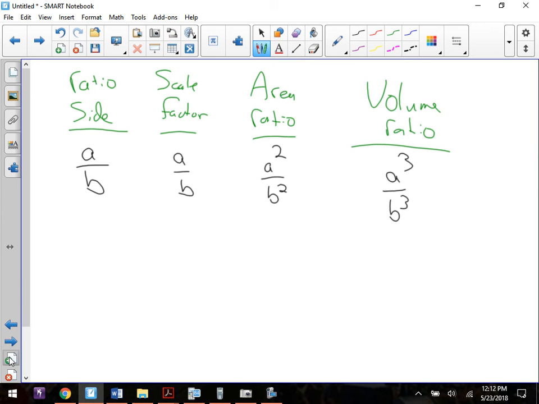Well, the first one says you have the ratio of the side lengths of two similar polygons are 5 and 8. If the area of the smaller is 125, find the area of the larger. So they're giving you the ratio of the sides of 5 to 8, which means the scale factor is 5 to 8, which means the area ratio would be 5 squared over 8 squared, which is 25 over 64. Now I have a working ratio that I can work with.